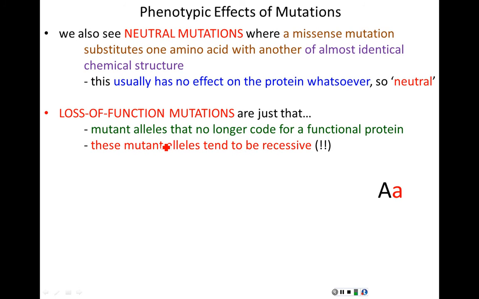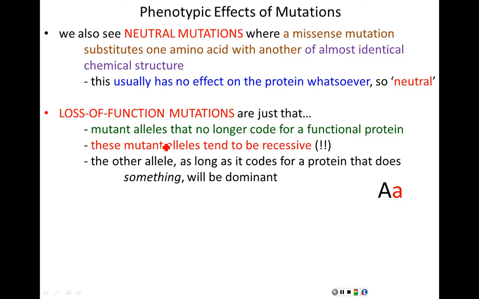There's no way this allele could ever be dominant because the allele itself is meaningless, is empty. And so any allele that this loss of function mutation is paired with is going to beat it, or mask it, or trump it. And so these are recessive alleles. The other allele, whatever it is, as long as it codes for a protein that does something, will be dominant over this allele for a protein that does nothing.